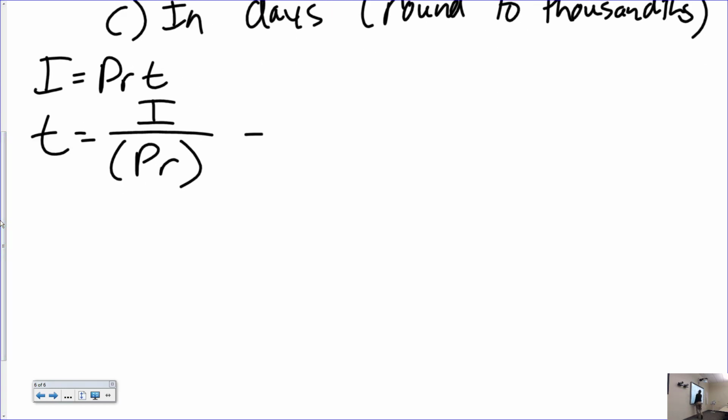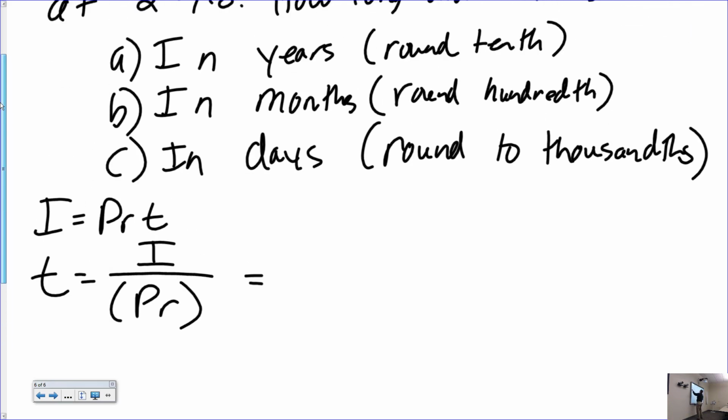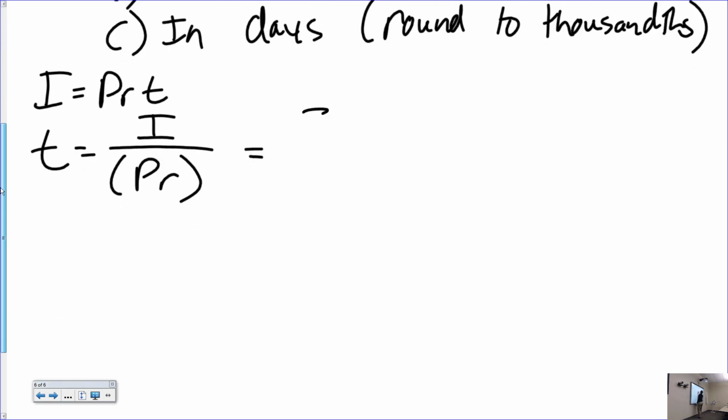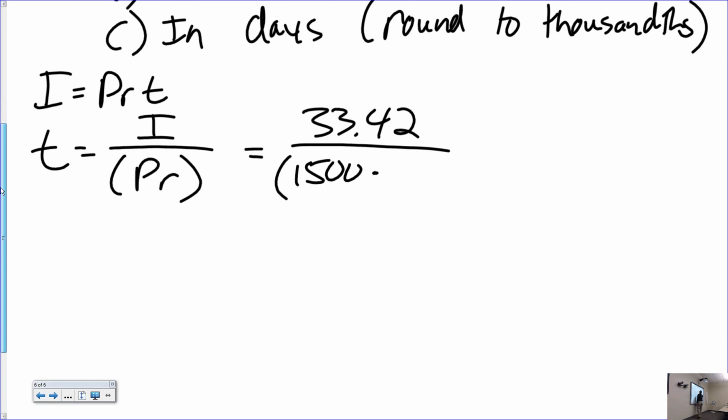So, what was our interest, folks? $33.42. How much did I invest? $1,500. And what was my interest rate? 0.0275. Hey, great. Not 2.75, but 0.0275, because that's the decimal representation of the percent.